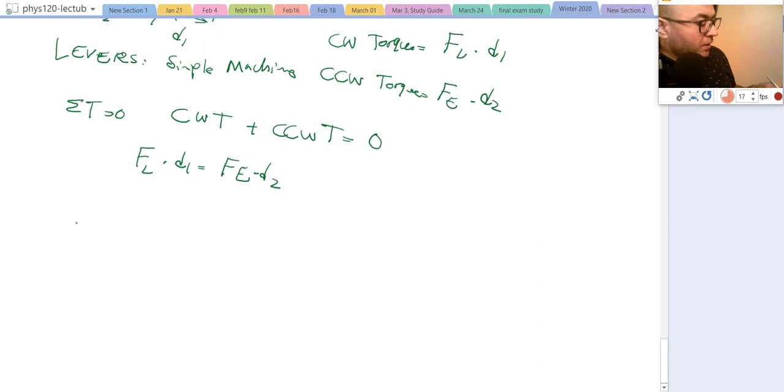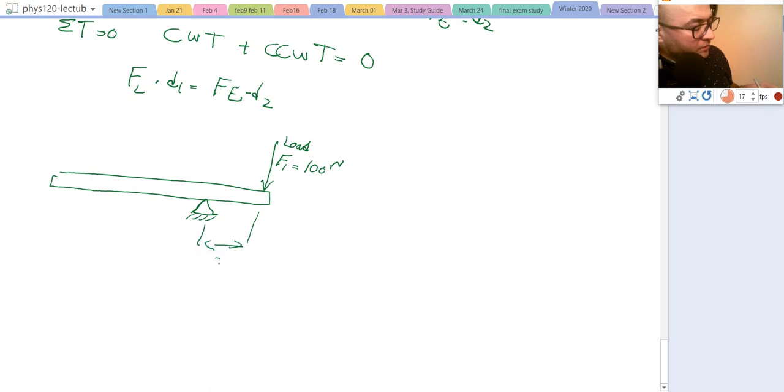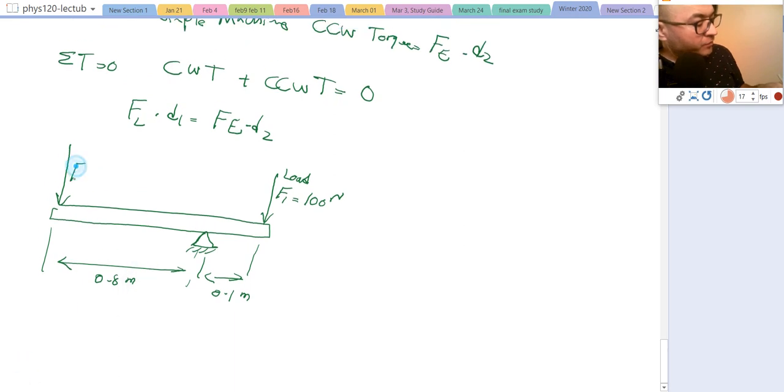Now, let's just do a problem with some numbers on it. In this problem, I have a load, or I can say F1 is equal to 100 Newton. The distance from here to here is 0.1 meter. The distance from here to here is 0.8 meter. I apply a force here. I want to know how much force I need to apply here to stay in equilibrium, right? So I want to find F2.